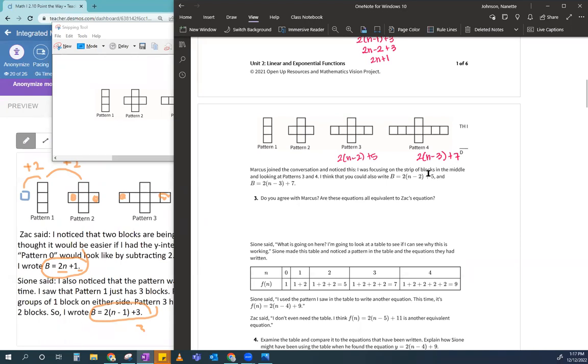Someone said 2 increases, 5 is the next number of the pattern. And then the next one says, pattern 2, I counted 5 blocks, and pattern 3, I counted 7 blocks. Very good.